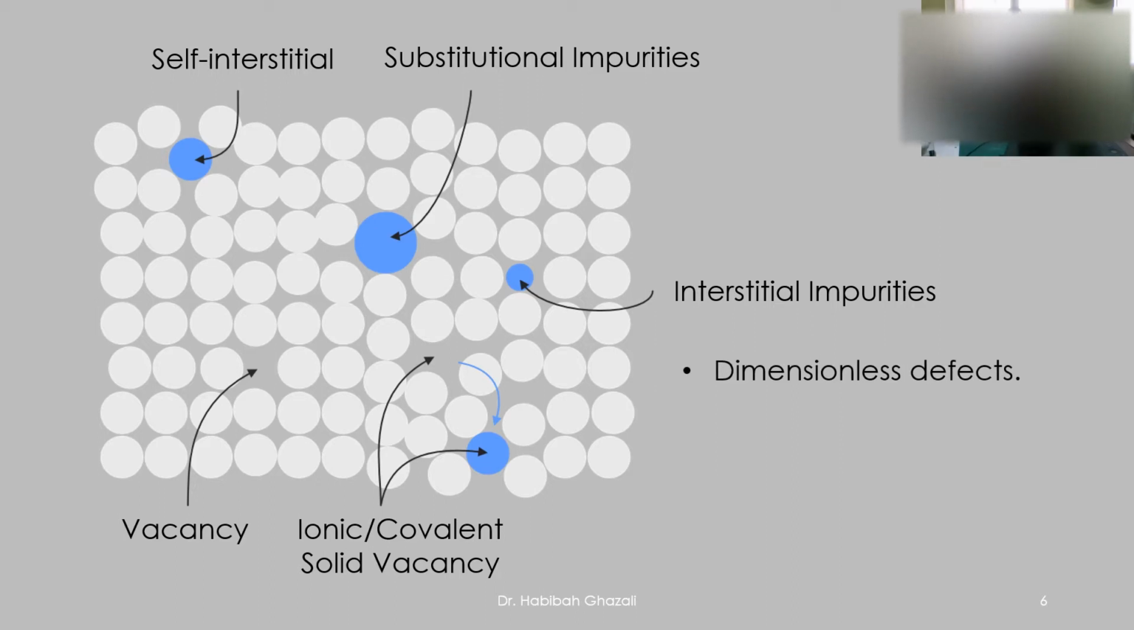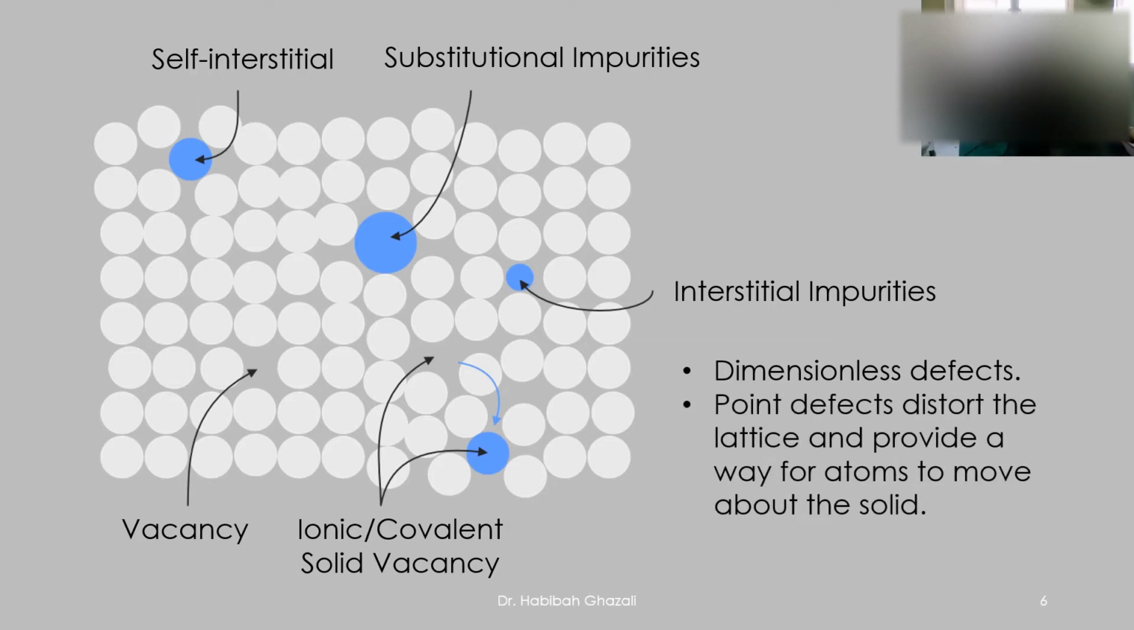Point defects are basically dimensionless defects. Point defects such as vacancy provide a means for atoms to move around in the crystal structure. If you have a perfect crystal, atoms cannot basically move or diffuse from one point to another. Only when we have a vacancy can this atom, for example, start moving here, and this atom start moving there. So only with these imperfections can atoms move around in their solid crystal.